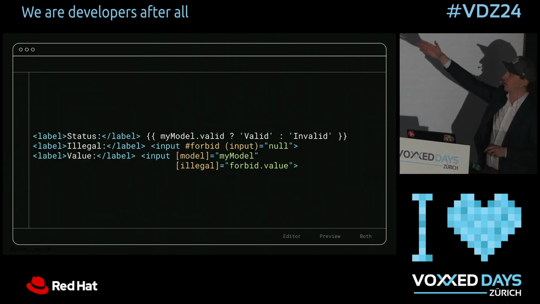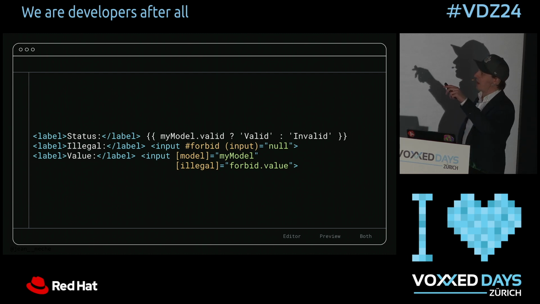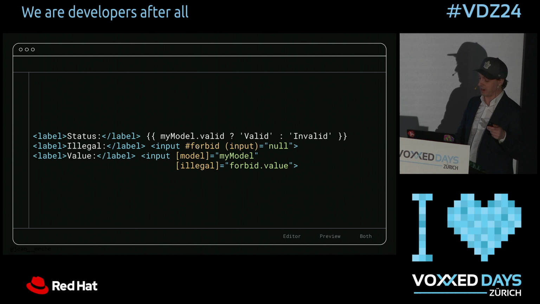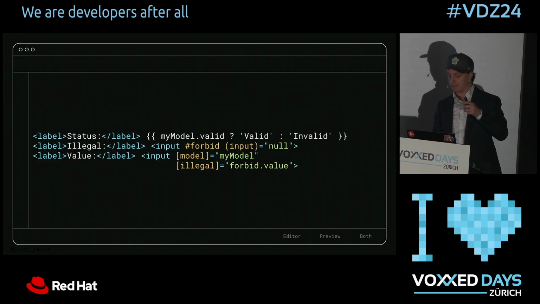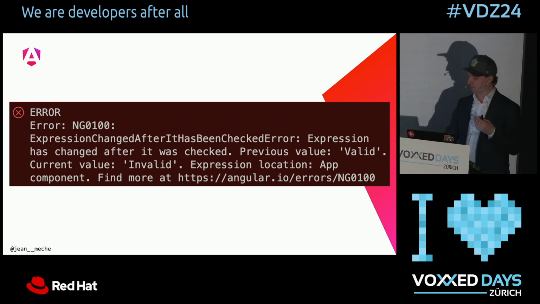Basically, the code would look like that. It's just custom directives, etc. So we have a model that either displays valid or invalid. We've got an input that's just with a reference, and down we've got the model directive and the illegal directive. Basic idea. And what happens if you do that? We will have this same error.